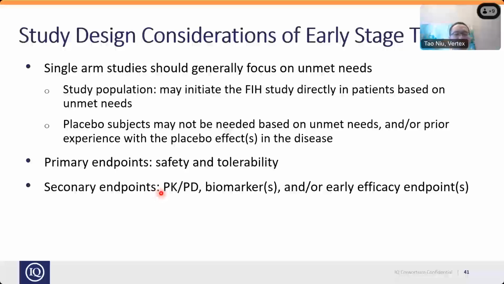Secondary endpoints: PK/PD if it is not included as one of the primary endpoints, and biomarkers, obviously, and or early efficacy endpoints.